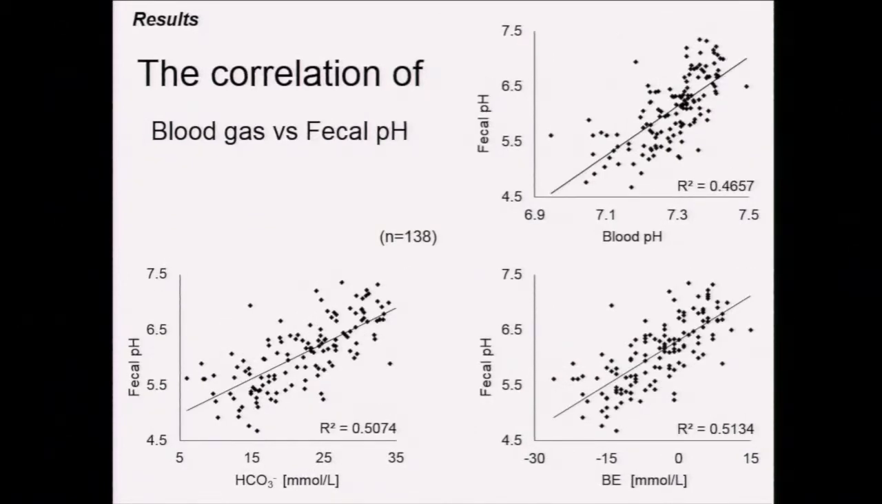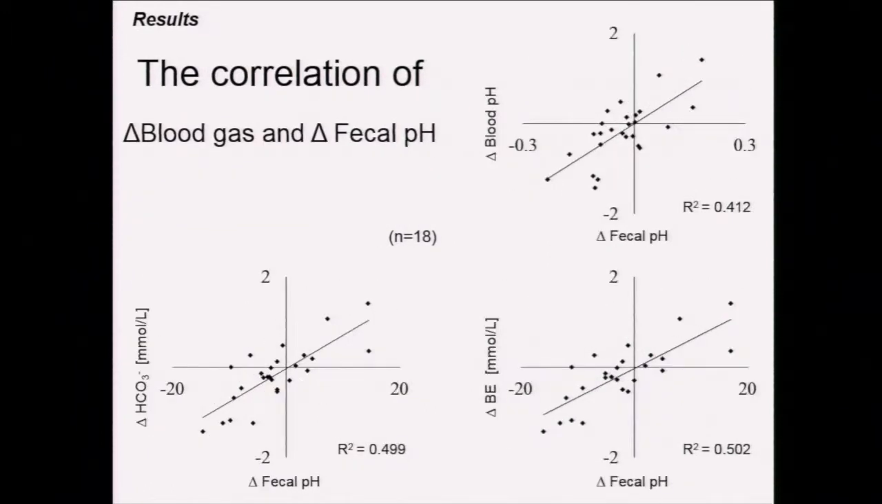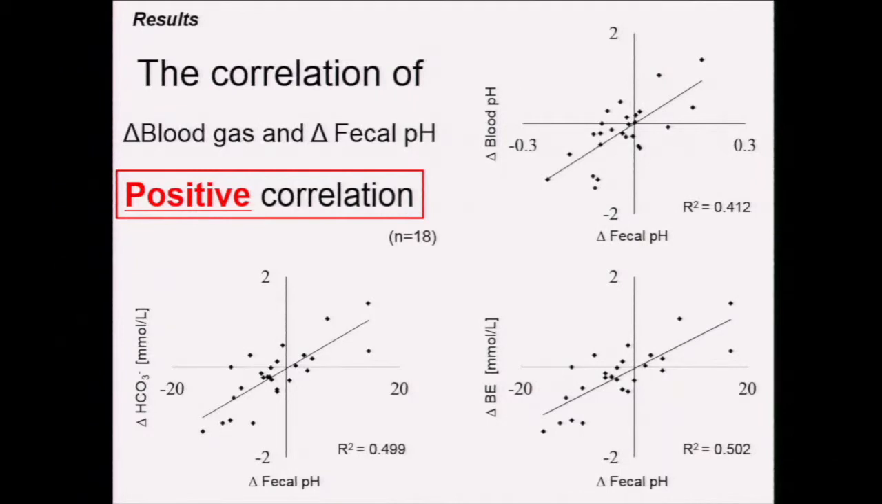This slide explains the blood gas and fecal pH correlations. The vertical axis represents the fecal pH. Significant positive correlations were confirmed. The correlation between the differences before and after treatment was evaluated as delta. The vertical axis shows delta blood pH, and the horizontal axis shows delta fecal pH. These also confirmed significant positive correlations.